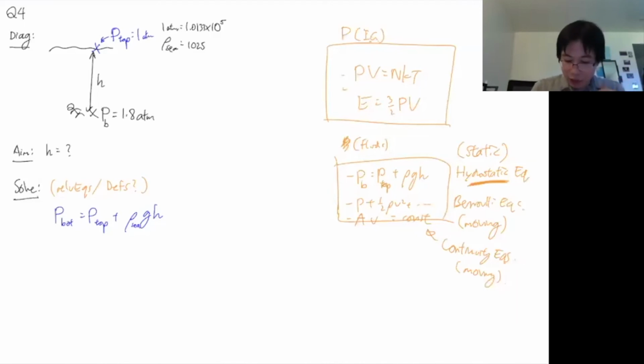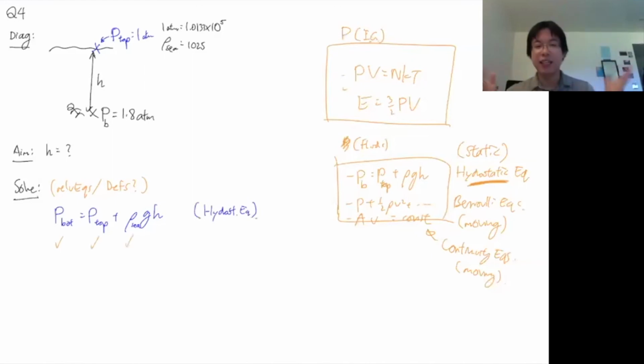Now we can go ahead. That's my relevant equation, the hydrostatic equation. And the next step is, if you're confused, check off things that you know. Let's do that exercise. I'll check that off. I know the bottom is 1.8 atm, and the top is 1 atm. I know the rho of the sea, I know g, and done. Hopefully you see how straightforward things are.